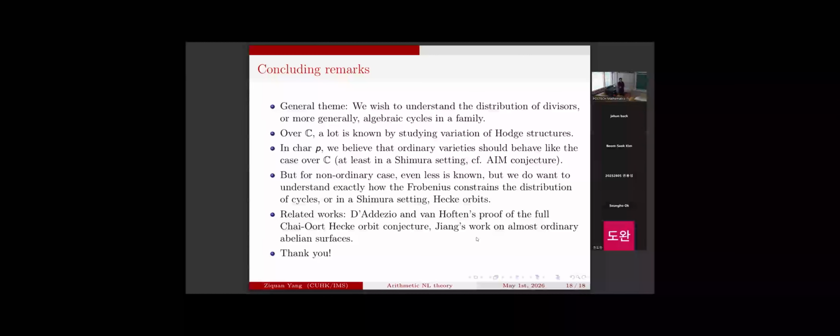Is the Hecke orbit also related to the Hodge locus? Not exactly. Because you can take a Hecke orbit of anything, and that has nothing to do with the Hodge locus. But oftentimes the cases we care about are the Hecke orbit of some component of the Hodge locus.